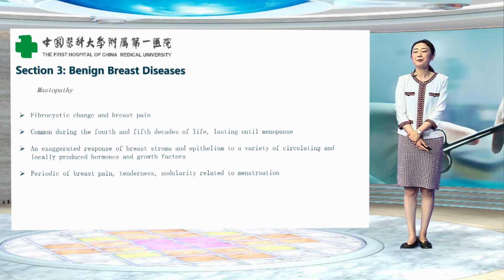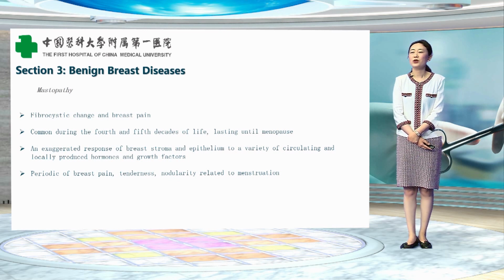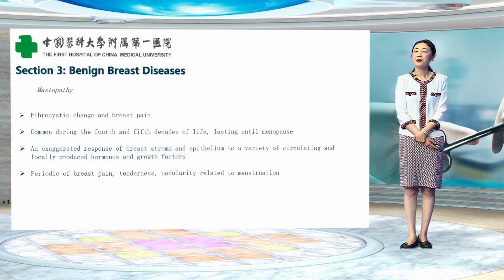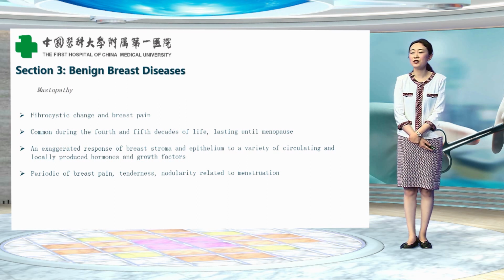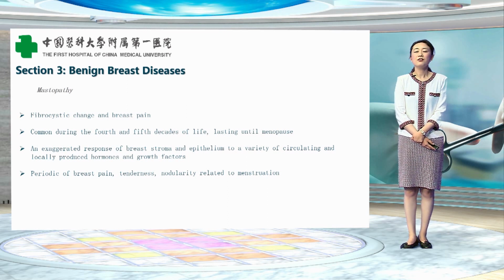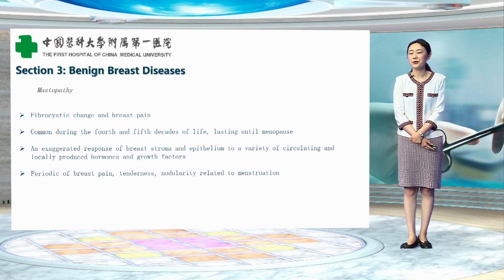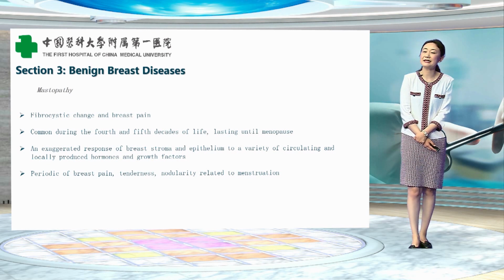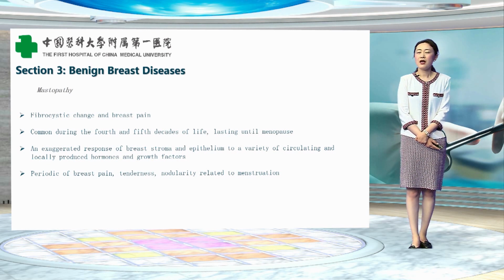It is very troublesome because it will cause periodic breast pain, tenderness, and nodularity related to menstruation, which makes a lot of patients very anxious. But fibrocystic change is not itself a risk factor for the development of breast malignancy, unless with high-risk proliferative disease such as atypical ductal hyperplasia or atypical lobular hyperplasia.